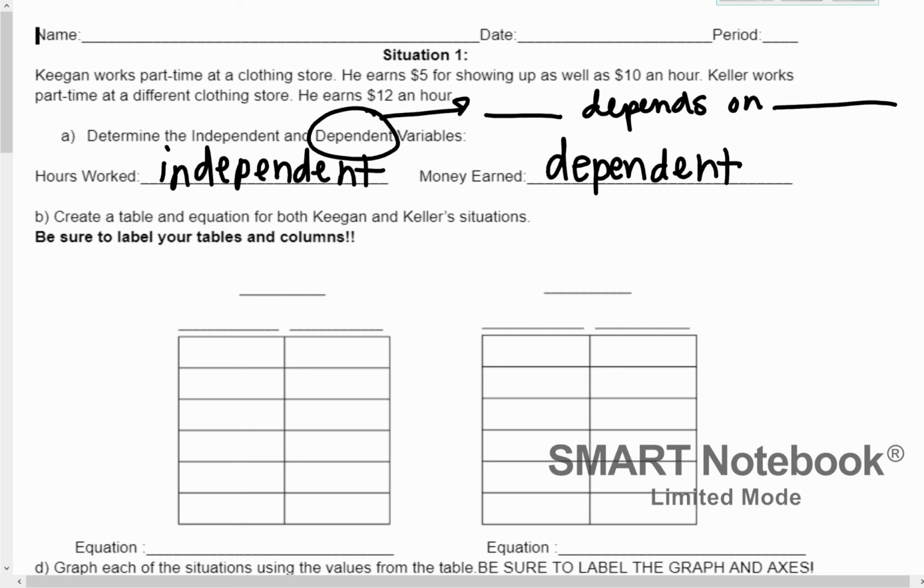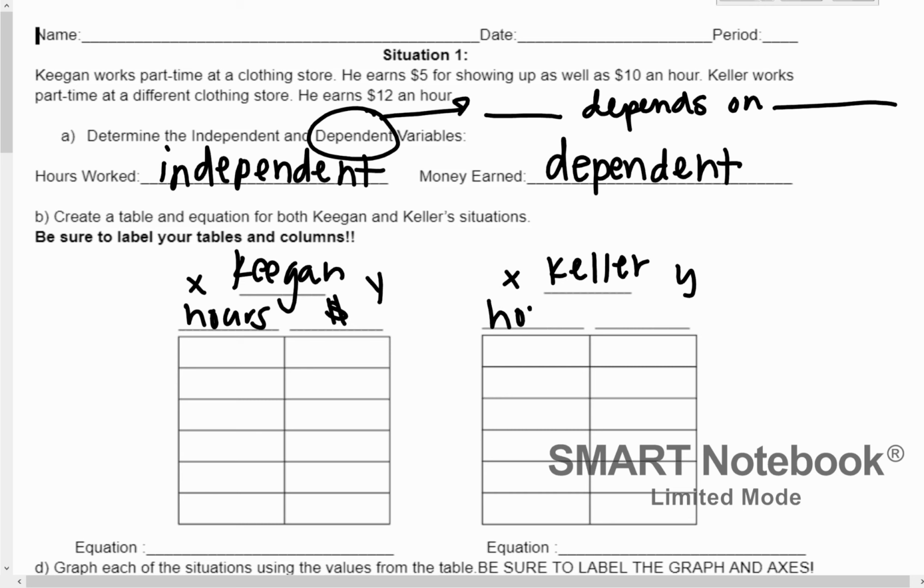We're going to start by making a table for each of them. Let's start off with Keegan's. Then we need to label each column. Our independent variable, our X, always goes on the left, remember? So that's our hours. And our dependent, our money, should go on the right for both Keegan and Keller. So we can set up those tables the same right away at the beginning.